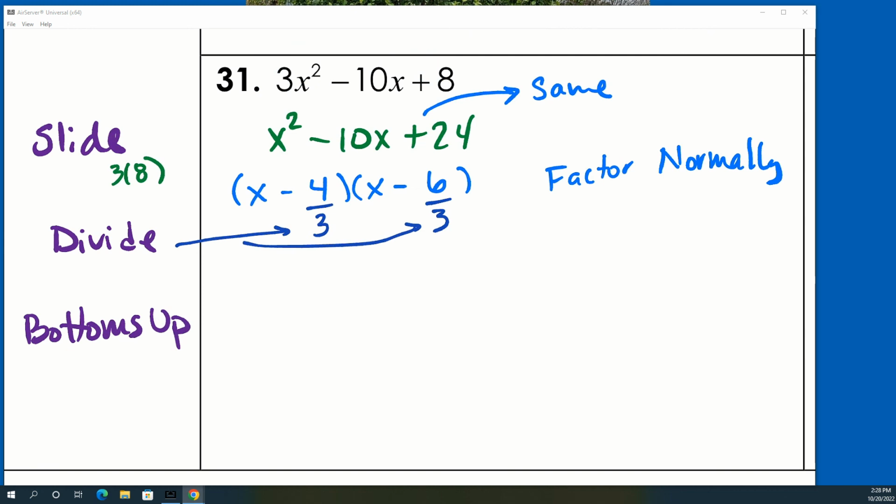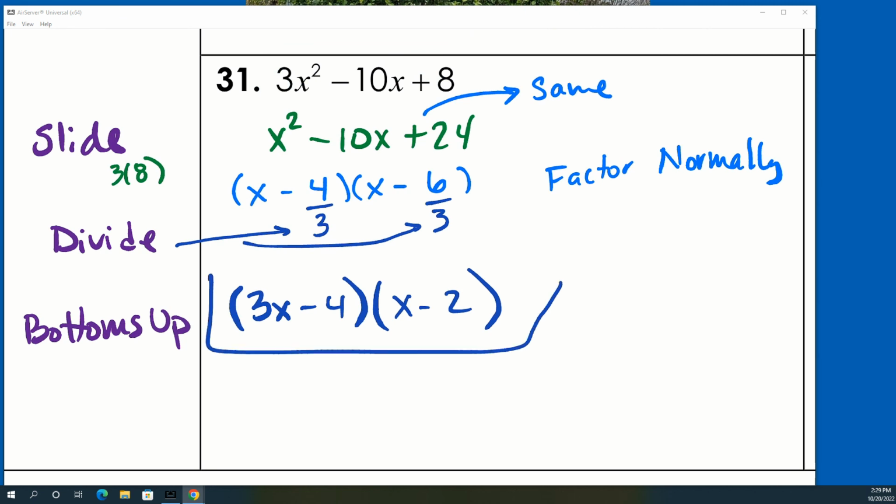Okay. And then we do bottoms up. So if these fractions will reduce, you need to reduce them. If they won't, then you just take the bottom number and move it up. So 4 over 3 doesn't reduce, so that becomes 3x minus 4. What about 6 over 3? Does that reduce? Yeah. To just 2. Yeah. So that is it. That's the final answer.